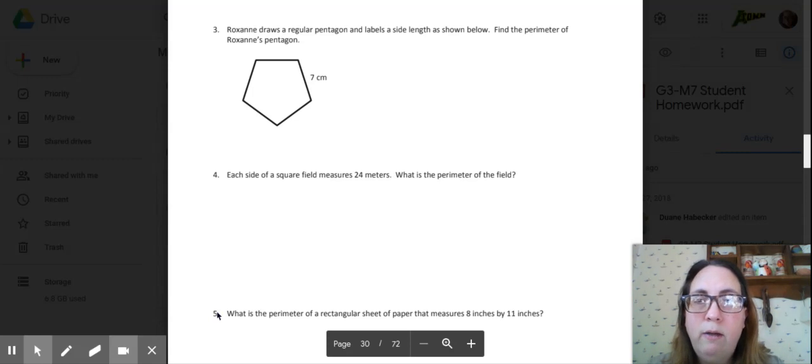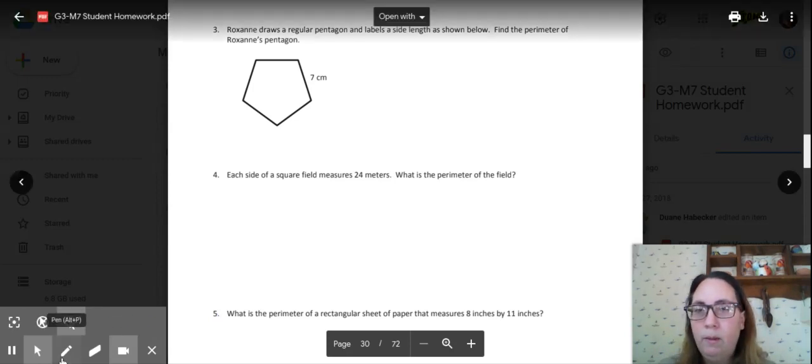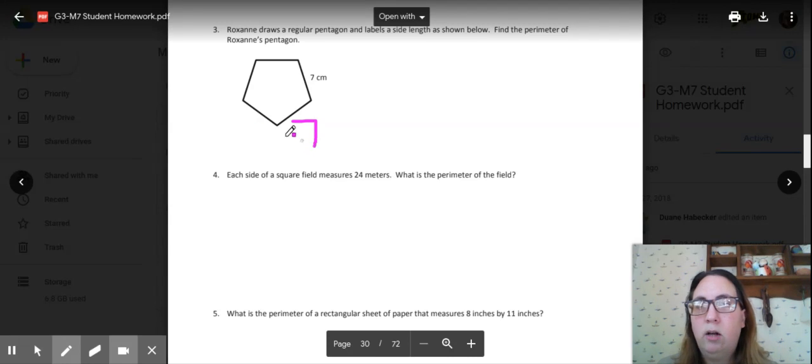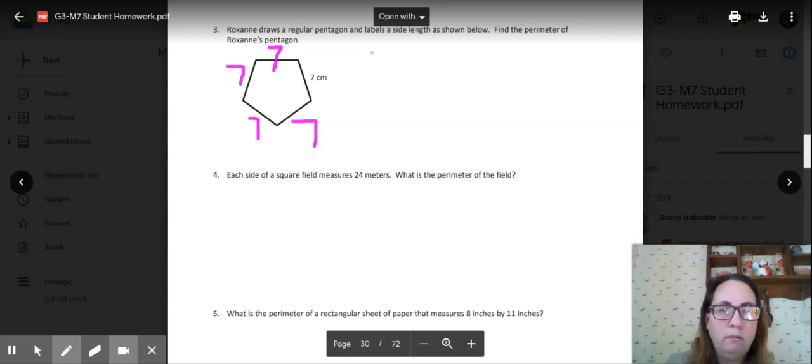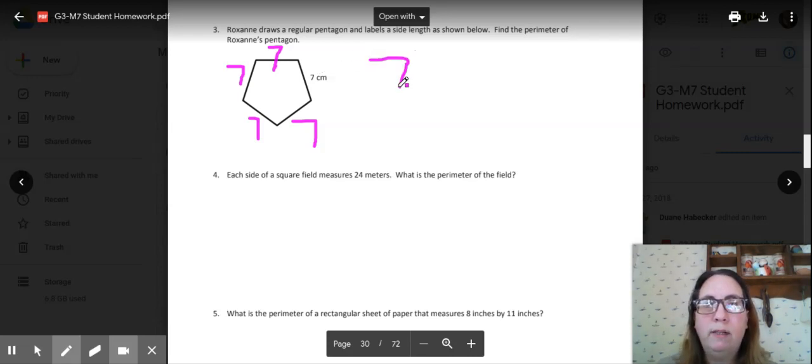Number 3, Roxanne draws a regular pentagon and labels a side length as shown below. Find the perimeter of Roxanne's pentagon. Well, we know that all the sides are 7 because it said it was a regular pentagon. And then you just have to figure out what the perimeter is. You could add all the sides together, or you could multiply 7 times however many sides there are. Please pause the video to find the perimeter.